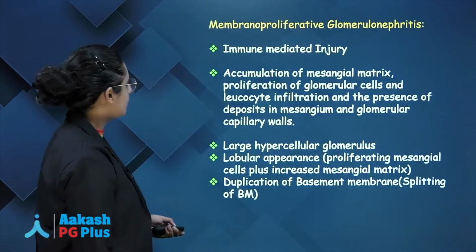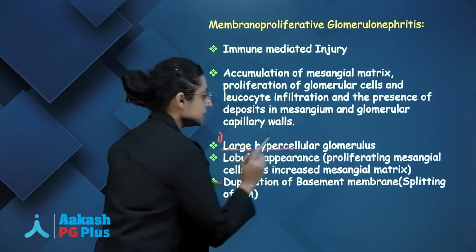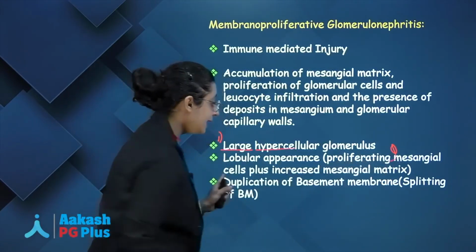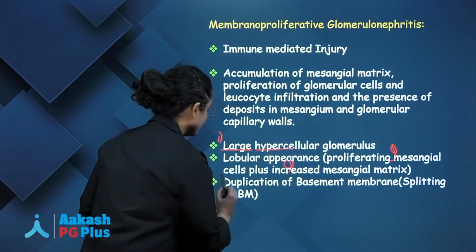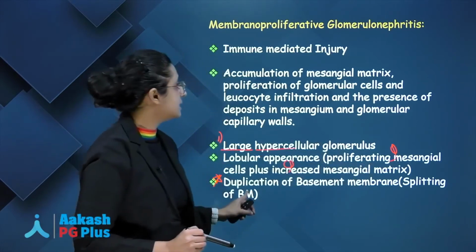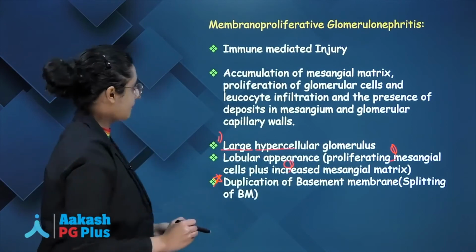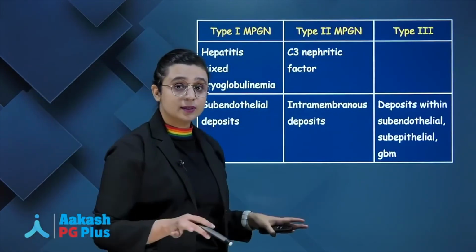Yes, so two important features we have already discussed. Large hypercellular glomerulus, number one, due to proliferation of mesangial cells and increased mesangial matrix deposition. And the duplication of the basement membrane or splitting of basement membrane is seen in membranoproliferative glomerulonephritis. Okay, so this type 1, type 2, type 3 we have already discussed in detail.